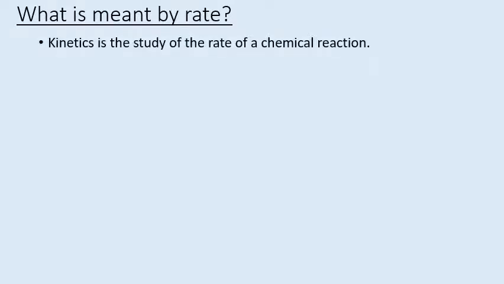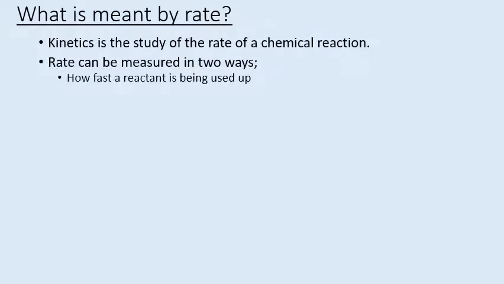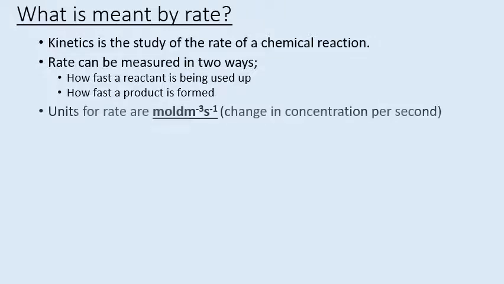Right, let's get started. So what's actually meant by the term rate? Kinetics is the study of the rate of a chemical reaction, and when we say rate, we could measure that in two ways. It's either how fast a reactant is being used up, or how fast the product is being formed. So the faster a reactant is being used up, the faster the rate of the chemical reaction, and likewise the faster a product is being produced, the faster the rate of the chemical reaction.